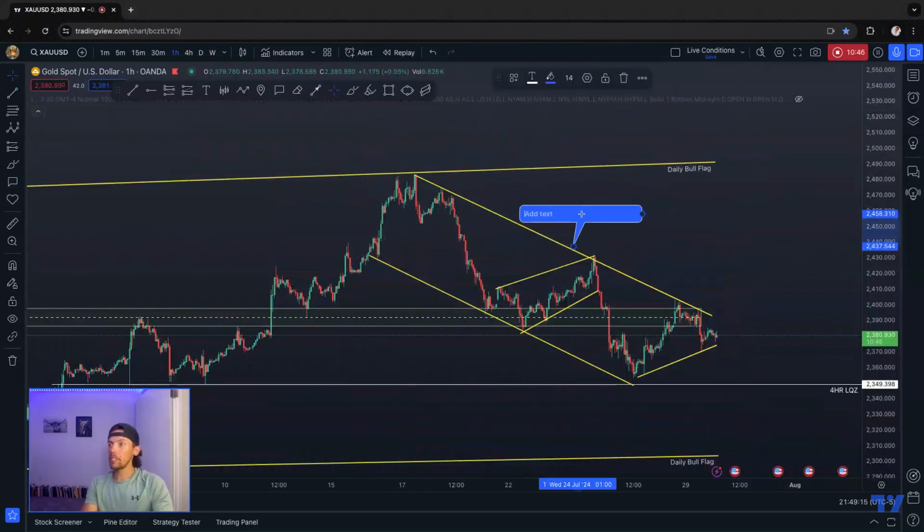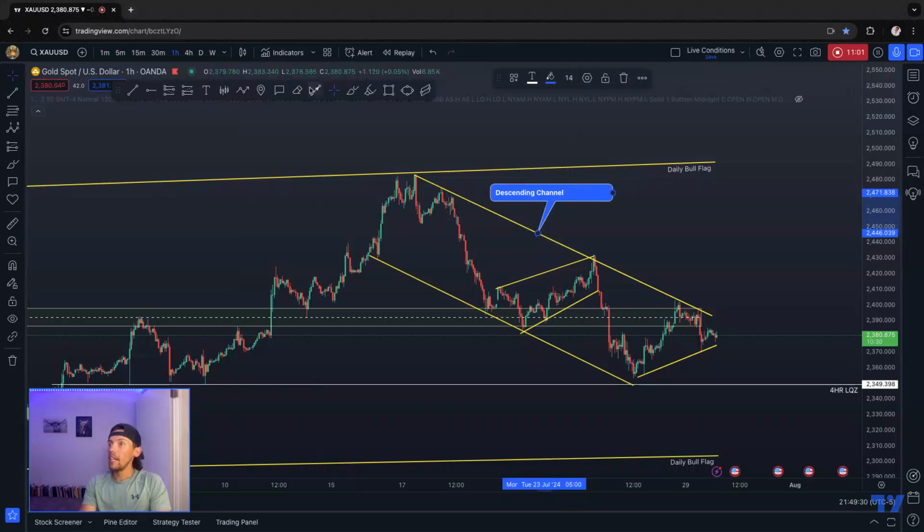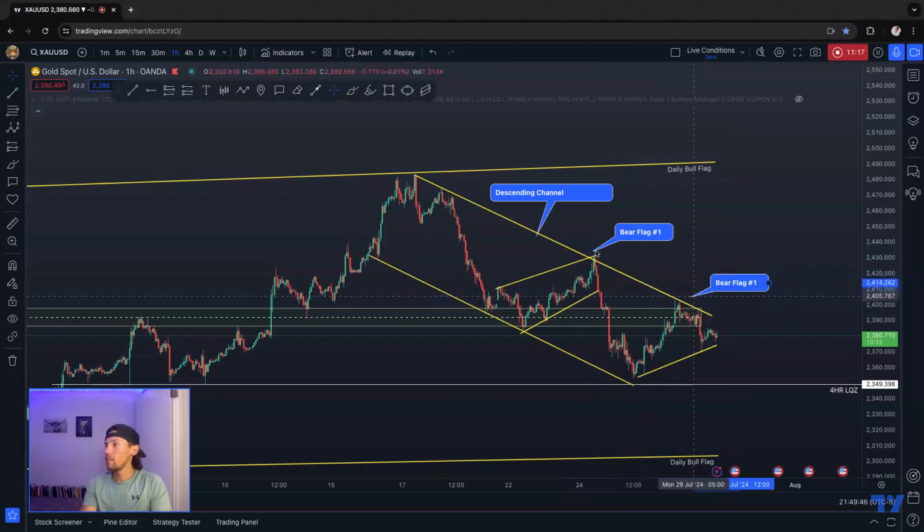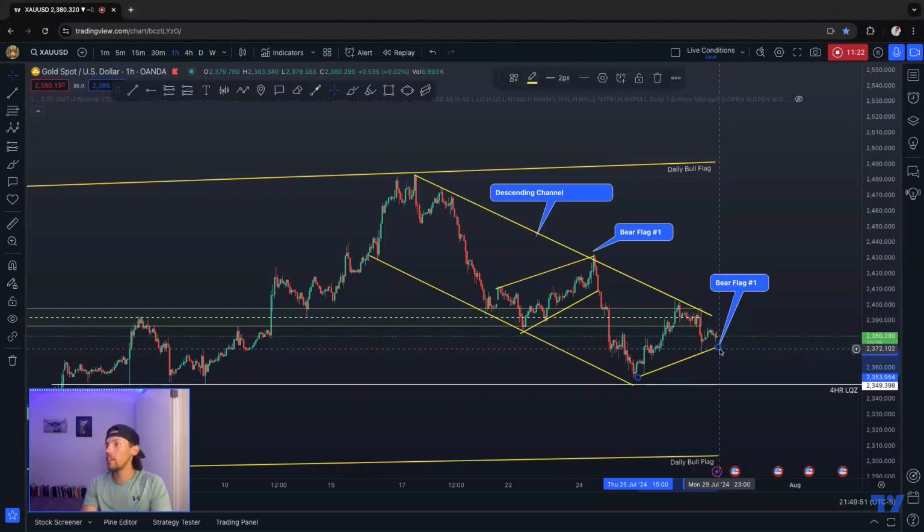And let's go ahead and mark this up together. So this is our descending, that is not spelled right. That's our descending channel right here. And then we have our first flag here. And we're starting to get our second bear flag right here.